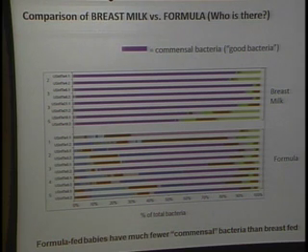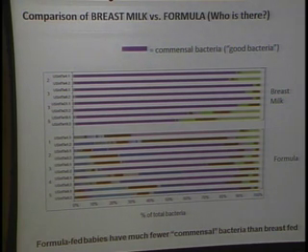So each bar represents an individual infant, and each colored portion of the bar represents a different bacterial type. The length of the bar shows what percentage of the total bacteria in the sample this bacterial type made up of. And the purple, just highlighting, is what we would call the commensal kind of bacteria, the good bacteria.